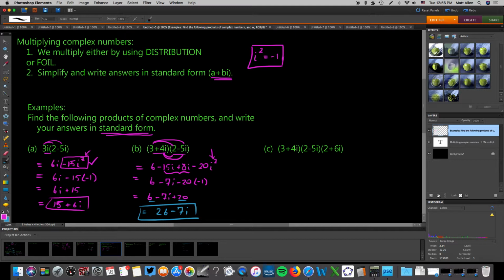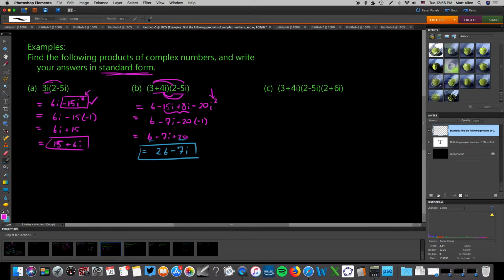Now, what about something like letter C? Well, something like this, you would multiply just like you would real numbers. We would multiply these two on the left first, get a new complex number, and then take that complex number times 2 plus 6i. There is a reason why I use this particular product of factors, and that's because we just did 3 plus 4i times 2 minus 5i on the left. So to put this into context, we would have to do this part first and then write our answer as a complex number in standard form, but then follow up with taking this times that third complex number.